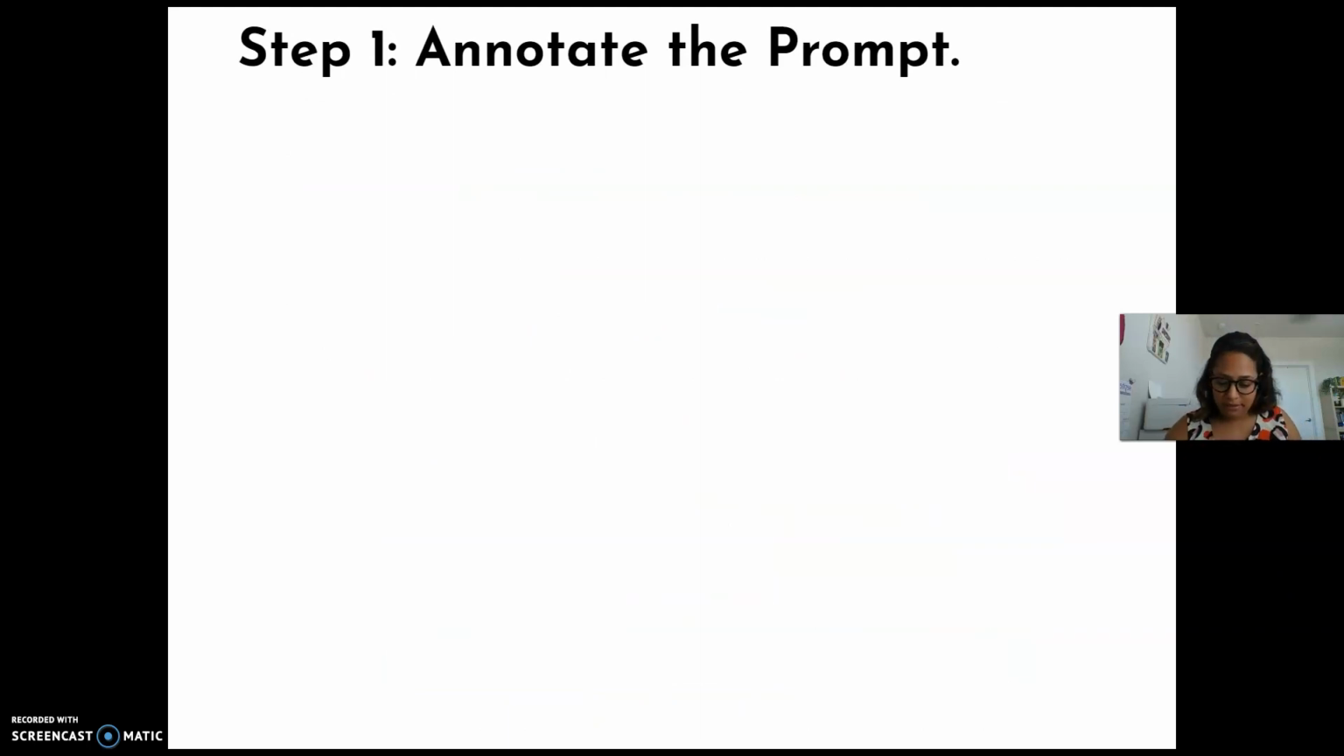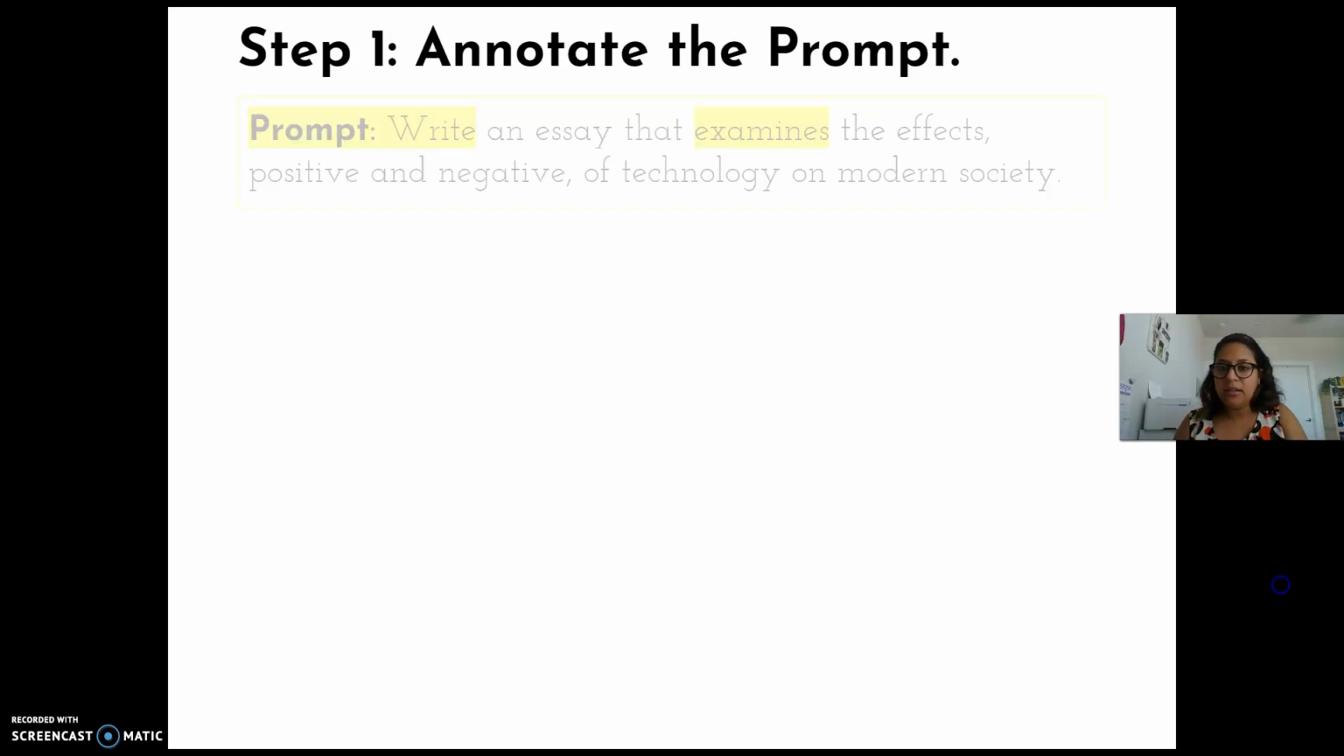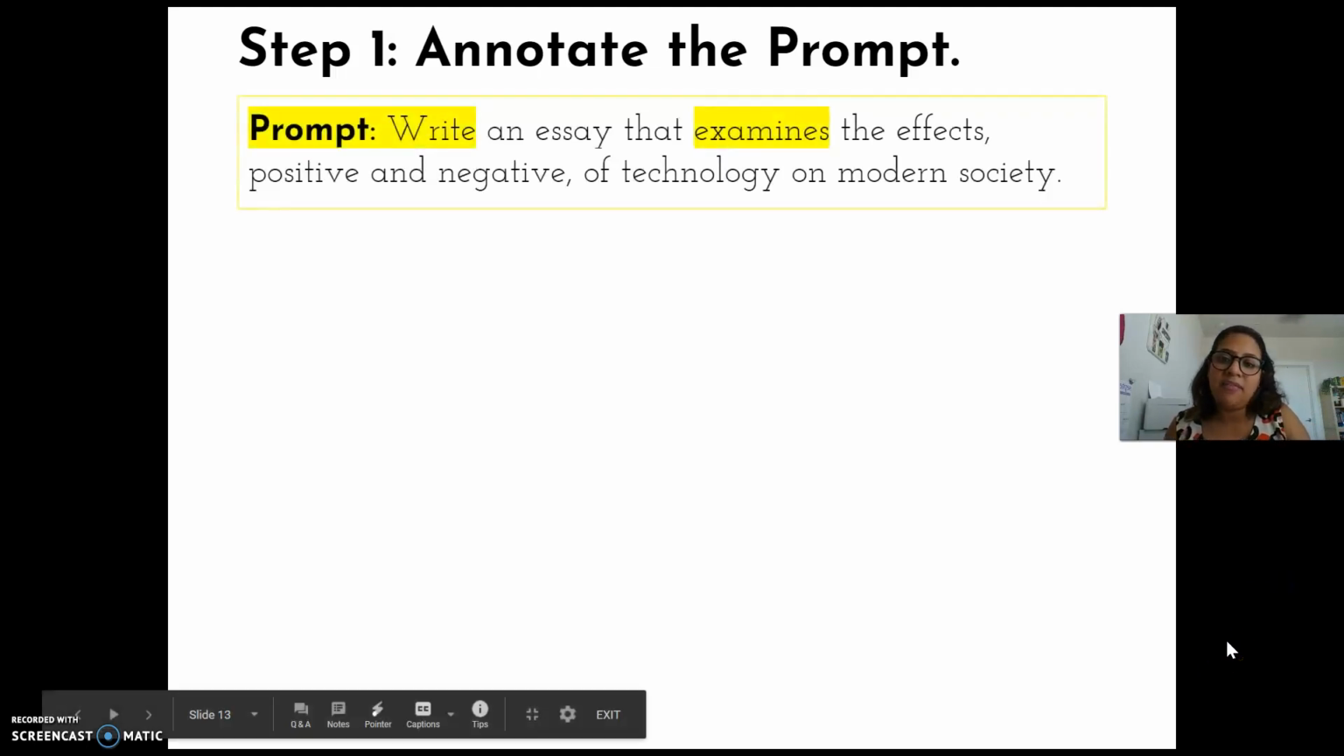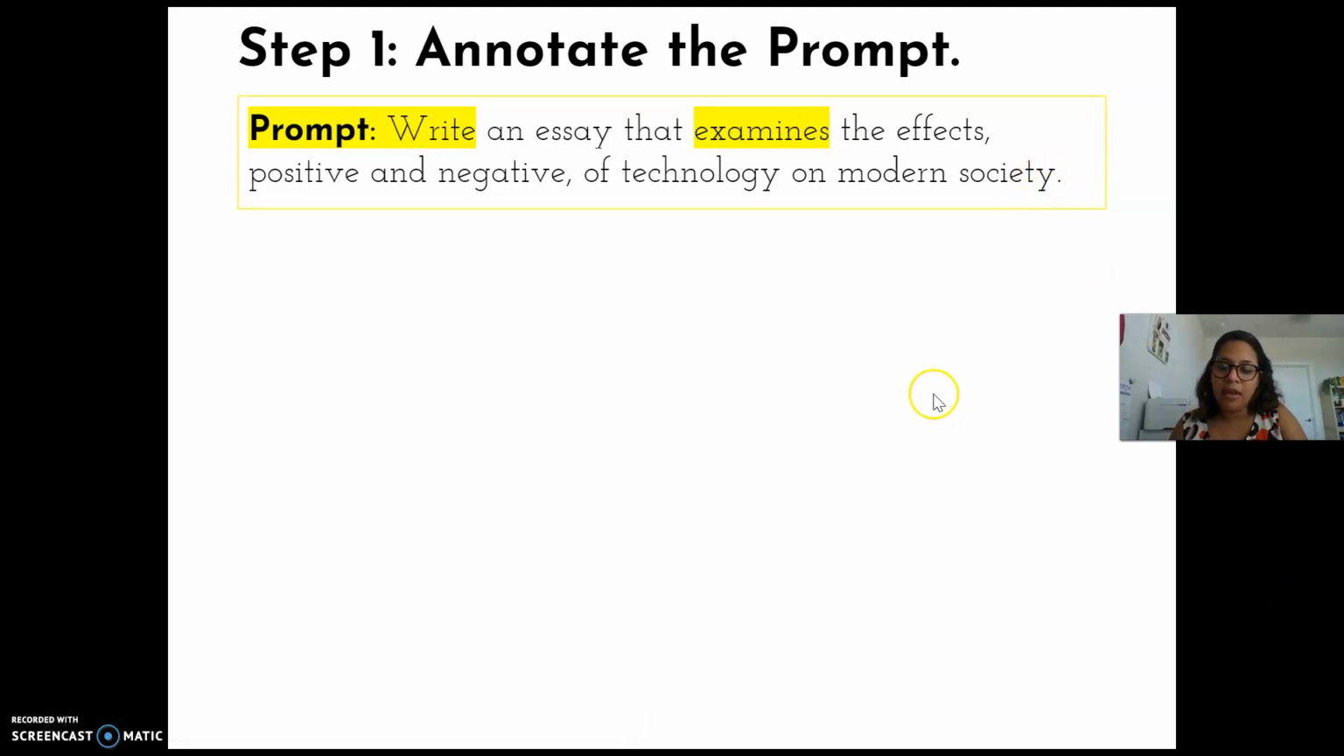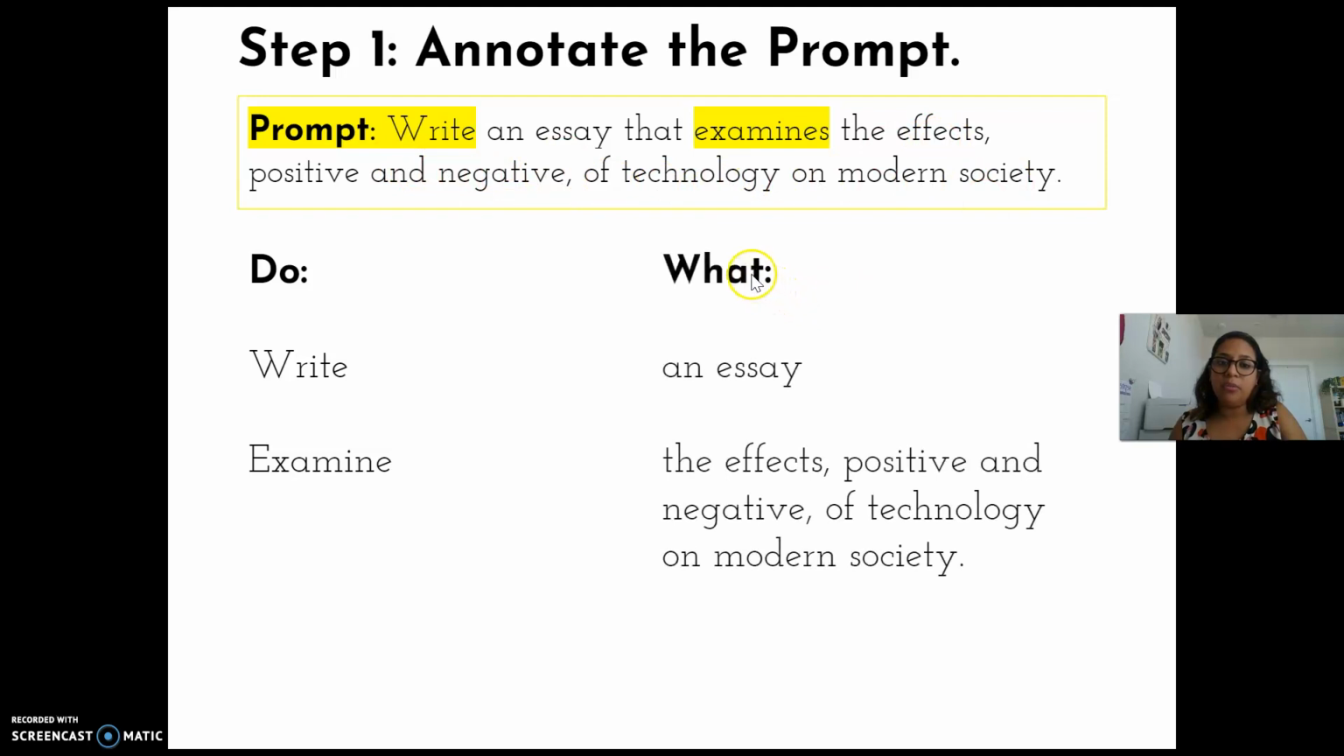Let's go ahead and break this down with this sample prompt. Okay, let's pretend that the prompt is: write an essay that examines the effects, positive and negative, of technology on modern society. What I want to do first is to highlight my verbs, write, examines, and write them under do. Then I want to look at the words that come after my verbs: an essay, the effects, positive and negative, of technology on modern society. And I want to put those under what.